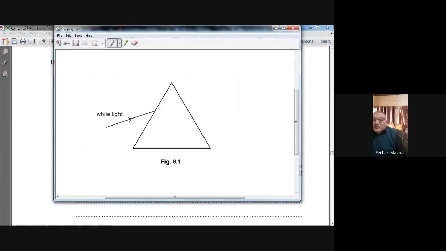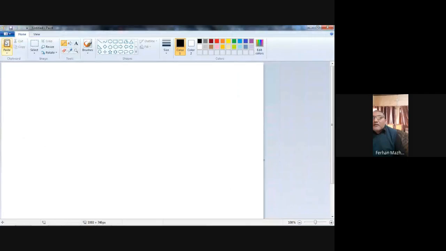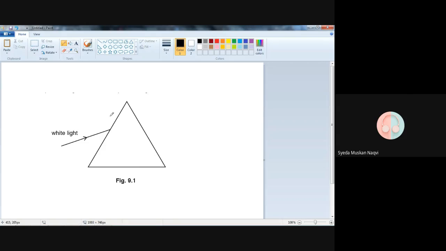Okay, so we copy it, take Paint. Now what will happen when the white light passes through this prism? The white light splits into its colors, 7 colors. At this very face, when it touches the prism, the white light is split, and it will split into its 7 colors. Okay, remember that. They will form 7 colors. So you will show another light ray.